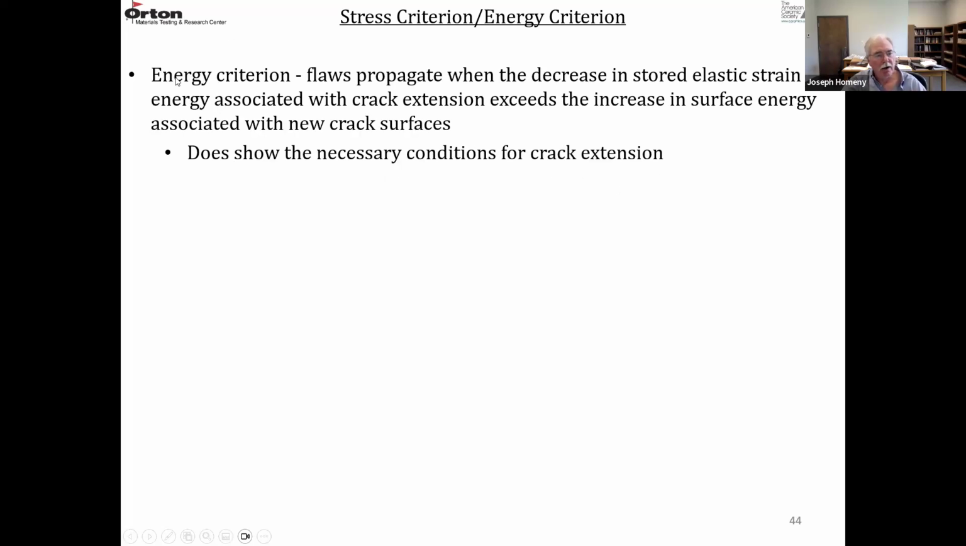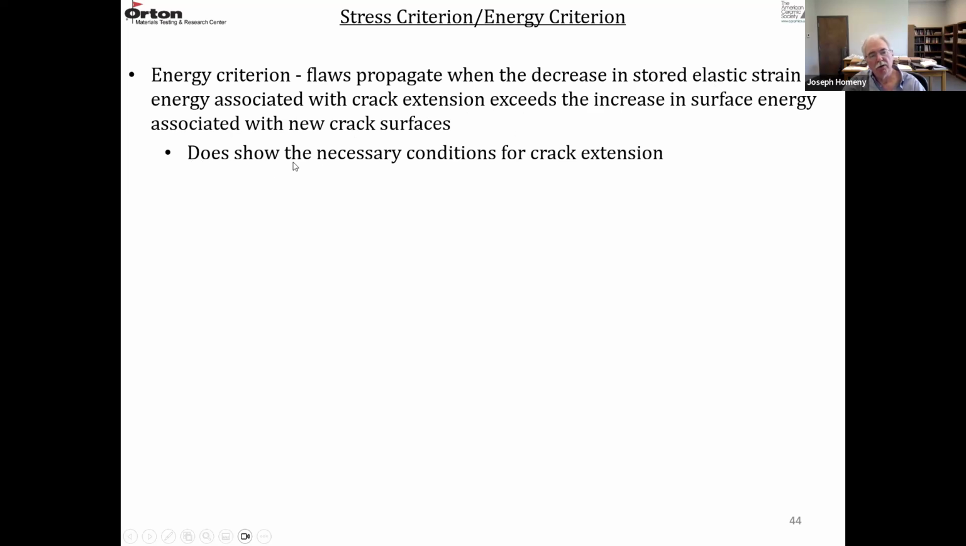So the second part of this is the energy criterion. So this tells us when a flaw will propagate. So flaws propagate when the decrease in the stored elastic strain energy associated with crack extension exceeds the increase in surface energy associated with the new crack surfaces. So the stored elastic strain energy is the energy that is being converted to fracture surface energy.